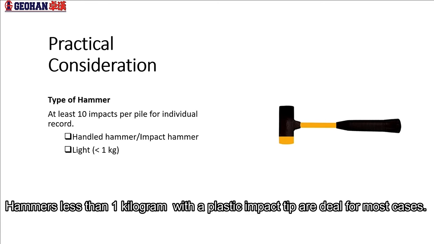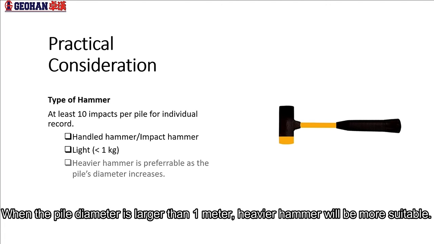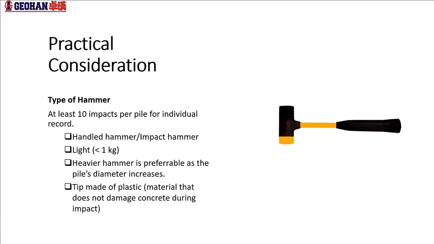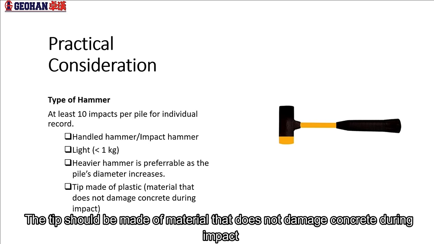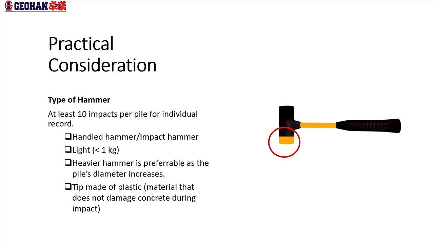Hammers less than 1 kg with a plastic impact tip are ideal for most cases. When the pile diameter is larger than 1 meter, a heavier hammer will be more suitable. The tip should be made of a material that does not damage the concrete during the impact, as it will affect the result of the test.